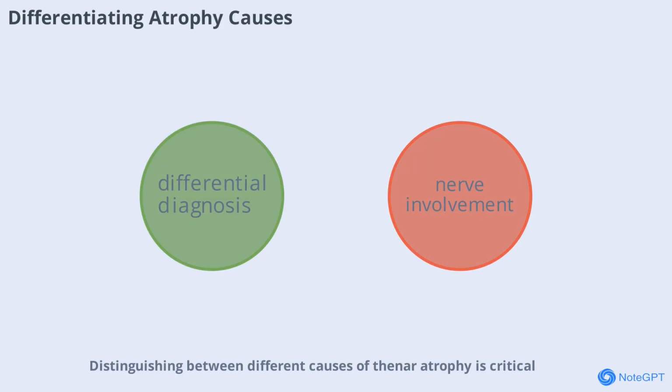Distinguishing between different causes of thenar atrophy is critical. For example, atrophy due to CTS typically spares the FPB muscle, while combined median and ulnar nerve involvement leads to total atrophy. Other causes such as cervical radiculopathy or diffuse atrophy have distinct clinical and electrodiagnostic profiles. A systematic approach ensures accurate diagnosis and avoids unnecessary intervention.